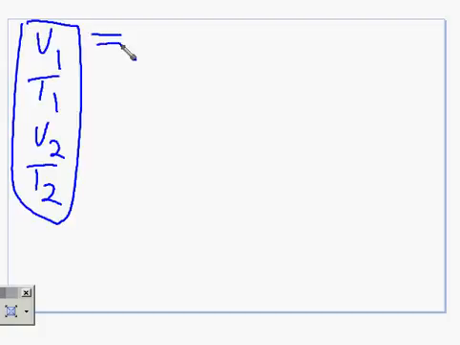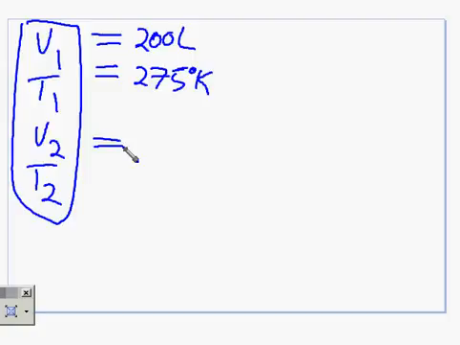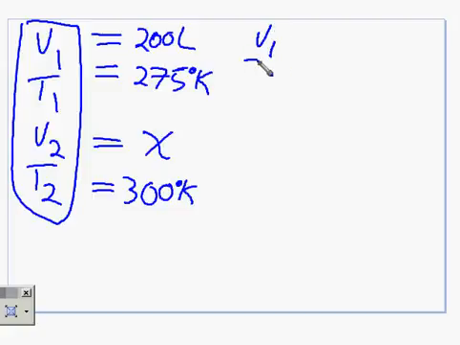Okay? What is our volume number 1 in this question? 200 liters. And our T1, 275 degrees Kelvin. V2, we don't know V2, so I'm going to represent it with X. And T2, 300 what? Degrees Kelvin. So let's look at my formula. V1 over T1 equals V2 over T2. All right? So let's plug our values in.